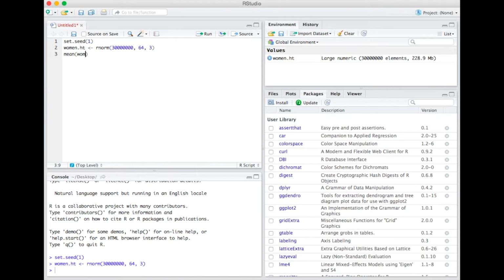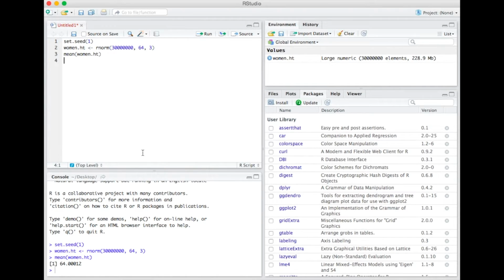So let's go ahead and look at the mean of this data that I just generated here. So our mean is 64.00012, so that's really close to this mean of 64 that I told R that I wanted. And that's the mean of all of these 30 million observations that I just took.